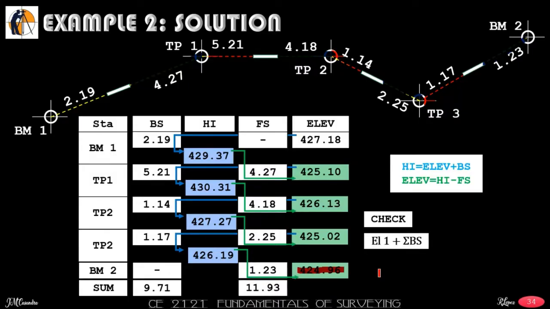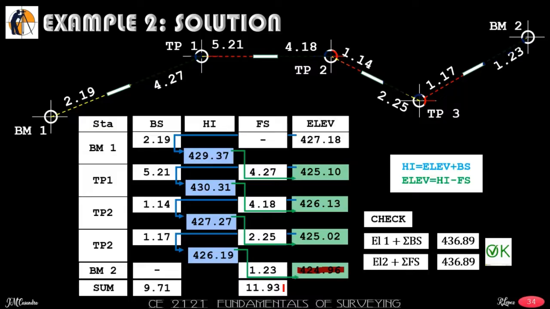And then another way to check: elevation of the first point plus the sum of the backsides is 436.89. And then check elevation of the second point plus the foresights is equal to 436.89. So again, they are the same. So therefore, we have an okay arithmetic solution.